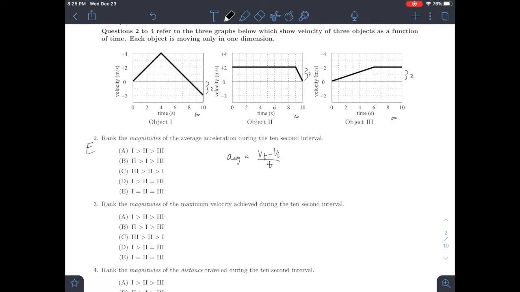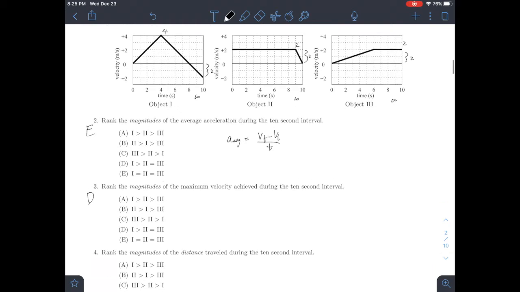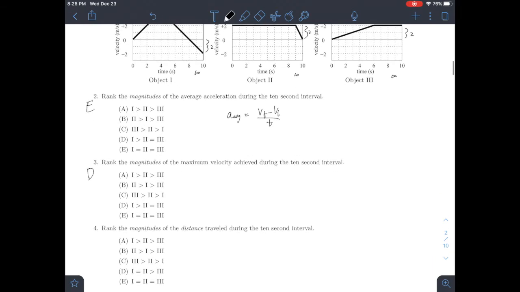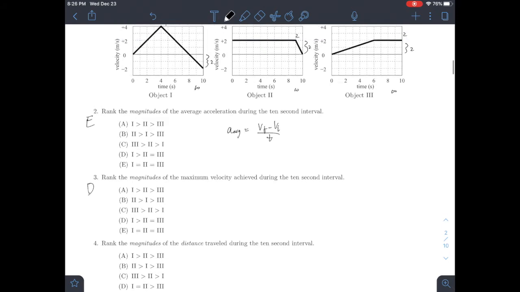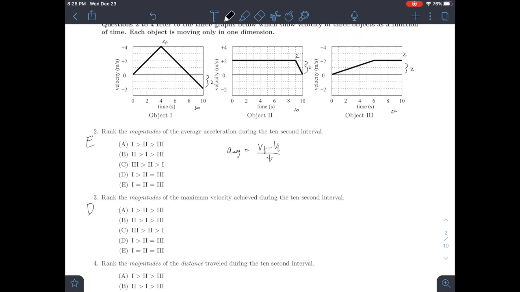Then the third question: rank the magnitudes of the maximum velocity achieved during the 10-second interval. Let's compare the maximum velocity for each. It's 4, 2, and 2. So object 1 travels fastest, and objects 2 and 3 travel the same. So the answer is D.